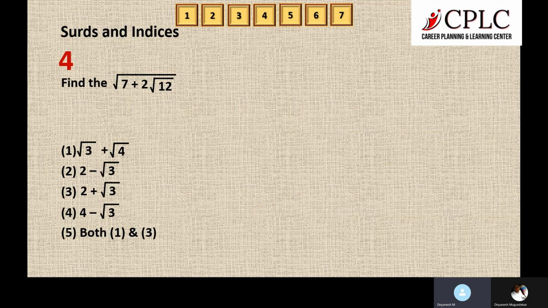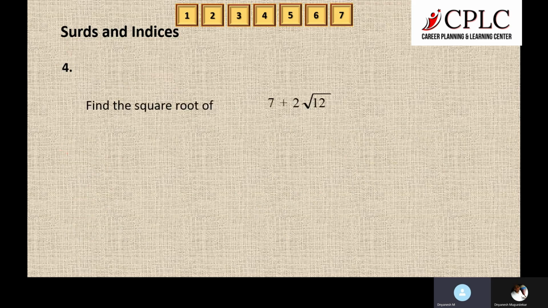Find the square root of 7 plus 2 root 12. So here we need to remember the formula of root a plus root b the whole square. Root a plus root b the whole square will be a plus 2 root ab plus b. And that 2 root ab is what you are supposed to understand.